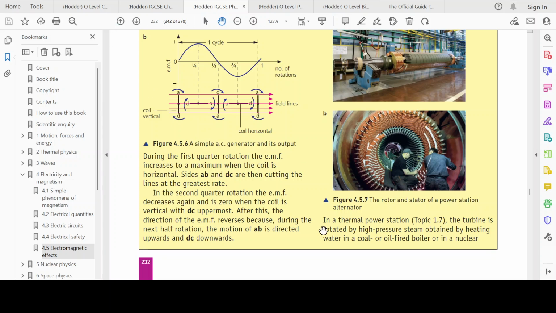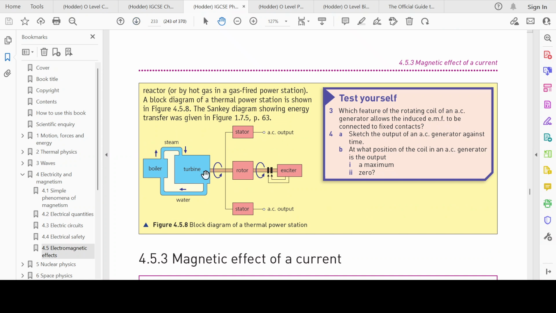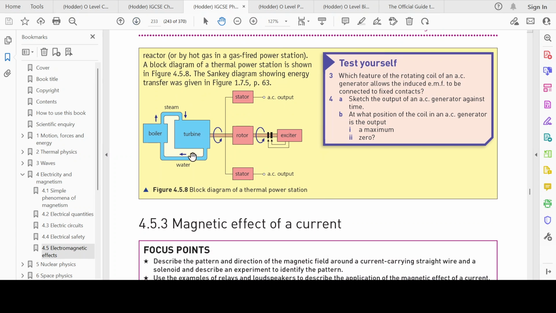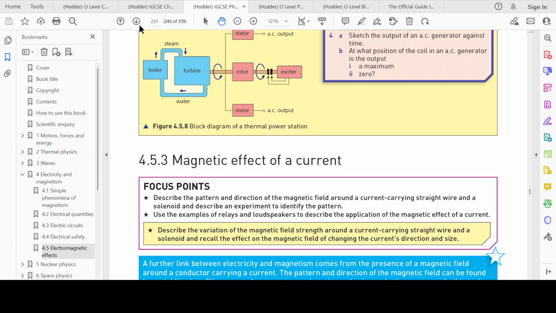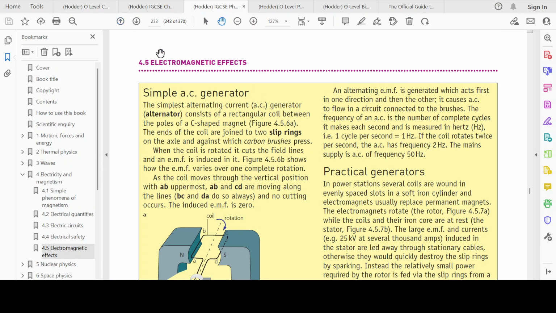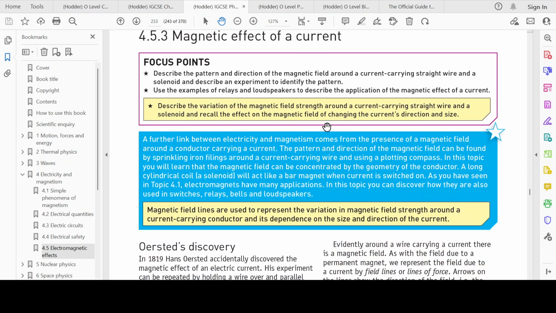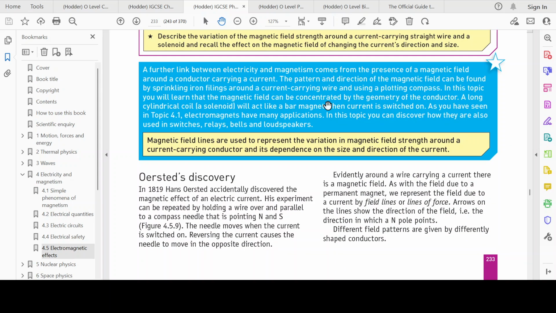So they've illustrated that on the next page. You've got the boiler steam turbine, and the turbine is causing motion of the exciter, and that is feeding into the slip rings, which is causing motion of the rotor, which is generating electricity, and then the electricity is being taken away. And that is about the simple AC generator.